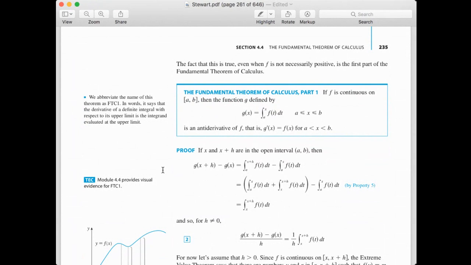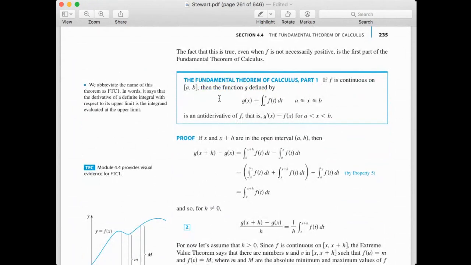All right, so that's our theorem, one part of the fundamental theorem of calculus, very important. If f is continuous on [a, b], and x is in between a and b, then the function g defined by g of x equals the integral from a up to x of f of t dt, where f has to be continuous on the closed interval a to b, is also an antiderivative of f, which means f equals g prime.